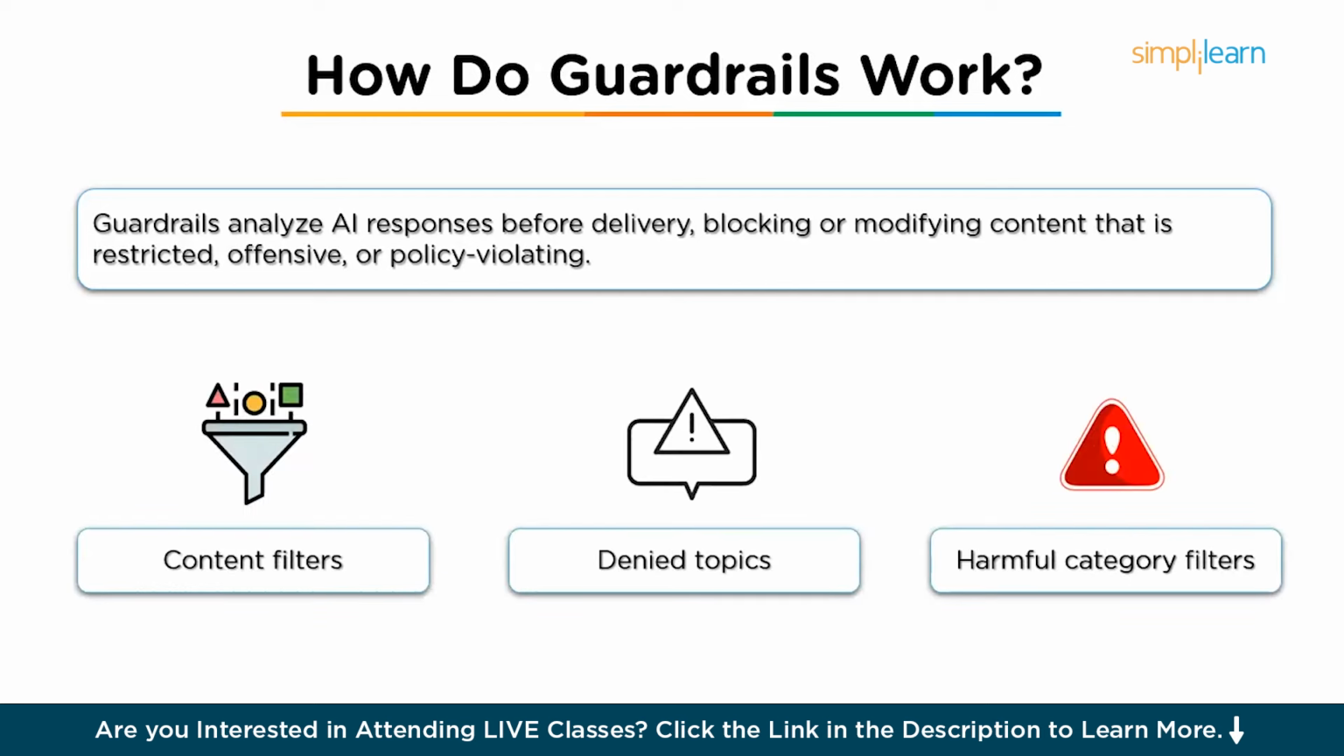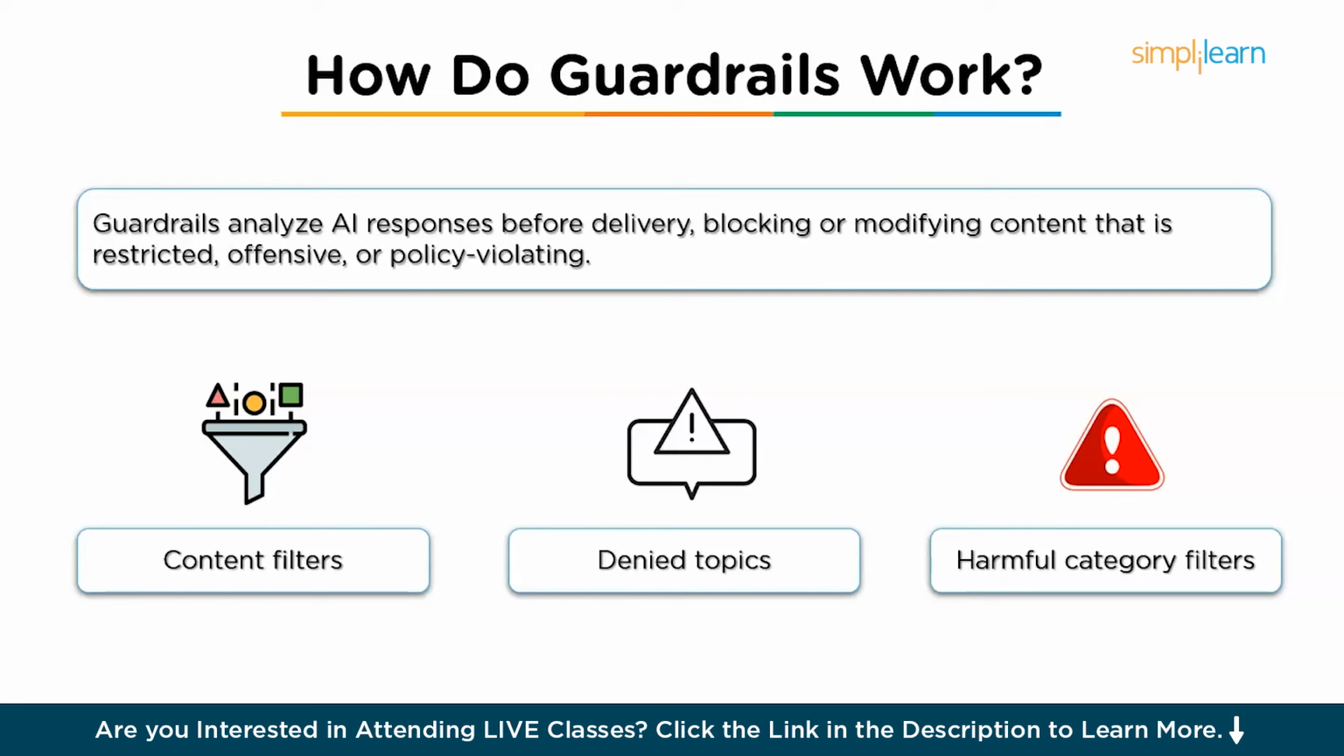So users can define content filters to block inappropriate language, deny topics that the AI cannot discuss, and harmful category filters to prevent responses related to violence, hate speech, self-harm, or explicit content. So these themselves are some of the key features of guardrails. Content filters can filter and scan AI responses for profanity, hate speech, or offensive content and block them before they reach the user.